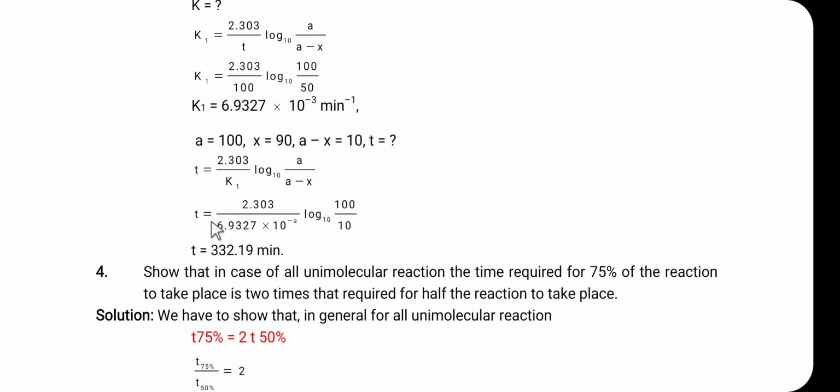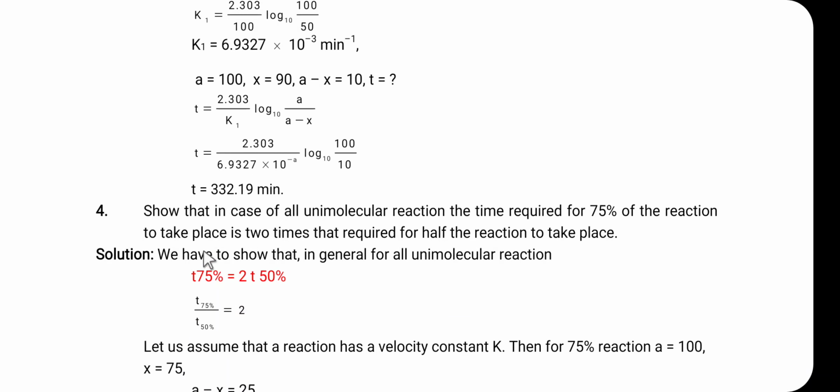So, here t is equal to 2.303 divided by the value of k1, that is 6.9327 into 10 raised to minus 3, log of 100 divided by 10. So, log of 100 divided by 10, 100 by 10 is 10, log of 10 is 1, and finally the answer is t is equal to 332.19 minutes.